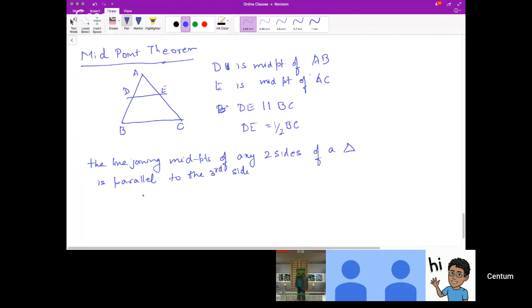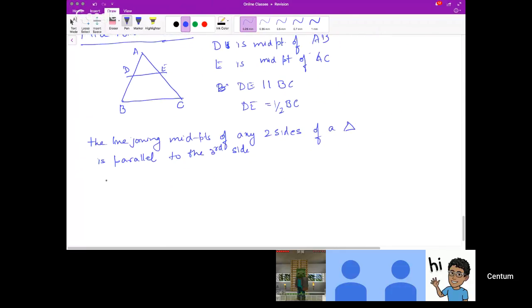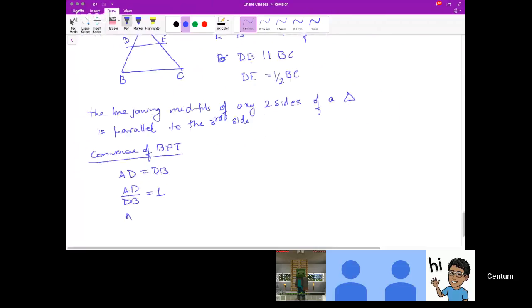So by the converse of BPT will be used here. Why? Because the ratios are same, isn't it? So if you see D is the midpoint, we can easily say that AD is equal to DB, and hence AD upon DB equals 1. Similarly, AE upon EC will also be equal to 1, because E is the midpoint of AC.